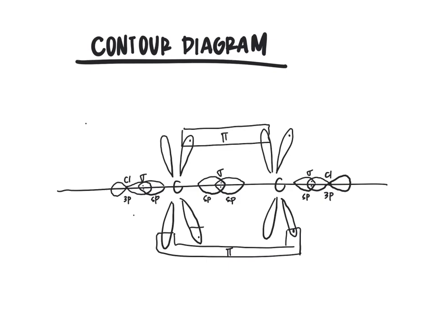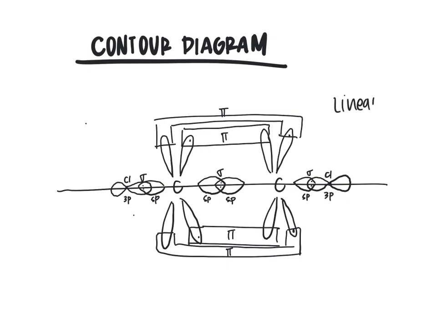The next pi bond is going to be this one and this one up here. That's a pi bond. So we have 2 pi bonds and 3 sigma bonds total. And now we need to include the molecular geometry, which is linear, and the bond angle, which is 180 degrees.